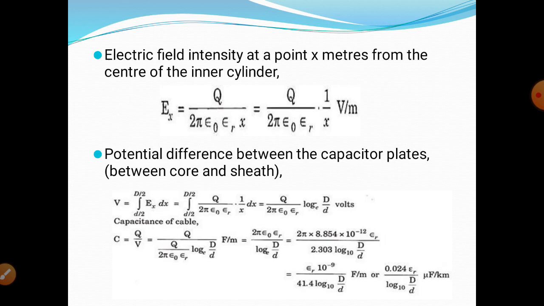Epsilon naught is equal to 8.854 into 10 power minus 12. So we can substitute this value, and the log base e is converted into log base 10, that is, log e equals 2.303 into log base 10. So finally we get the value 0.024 epsilon r divided by log base 10 capital D by small d microfarad per kilometer, which is the capacitance of the cable.